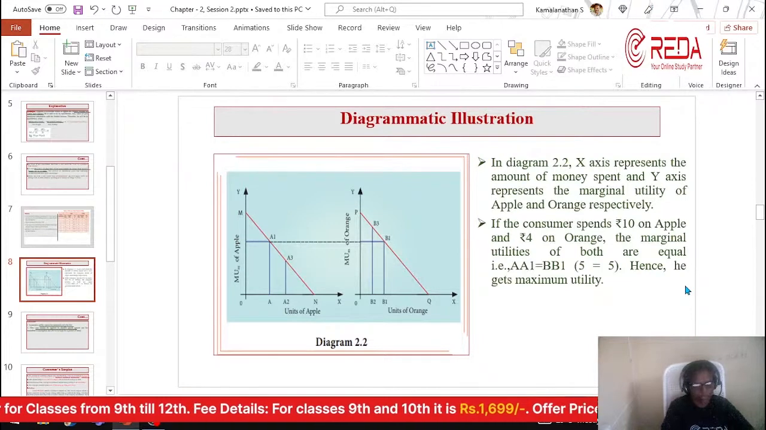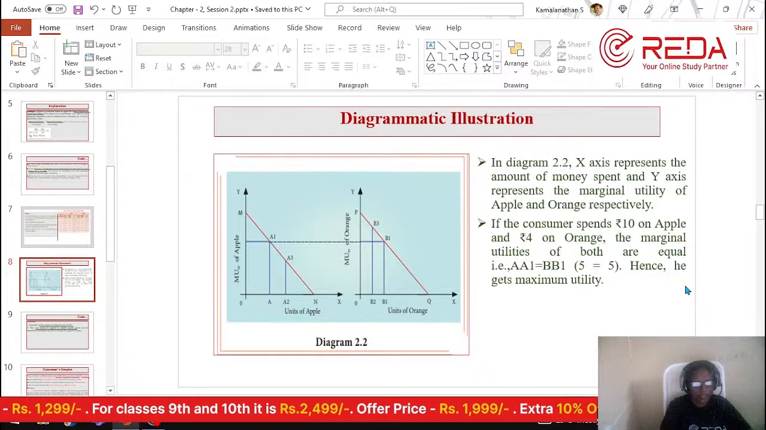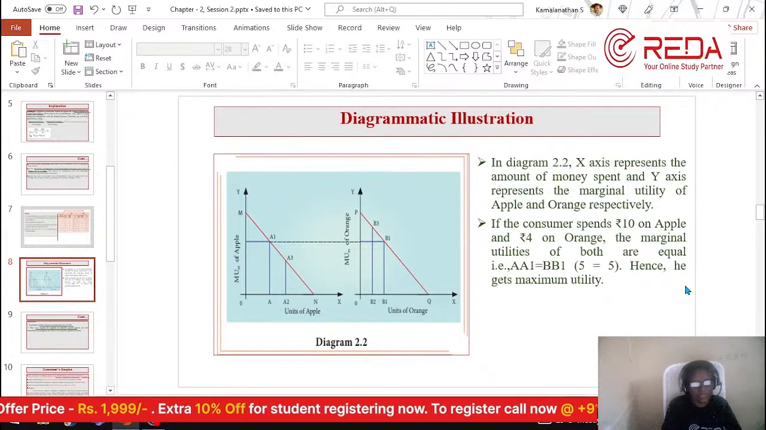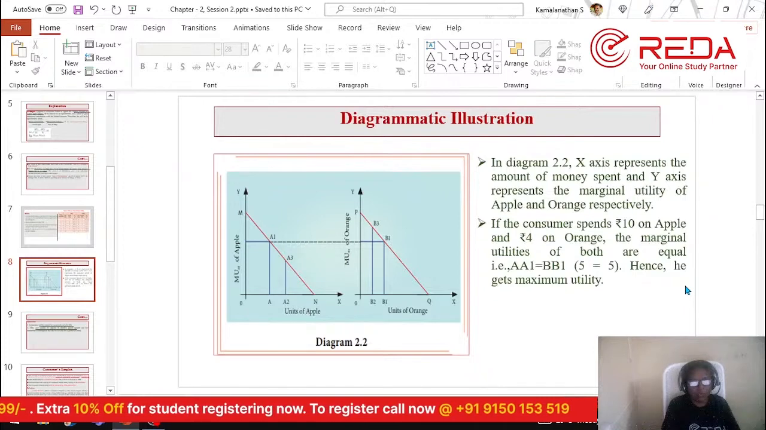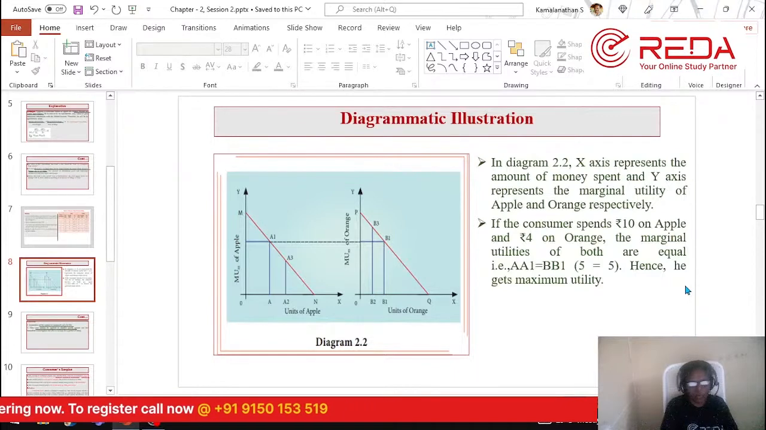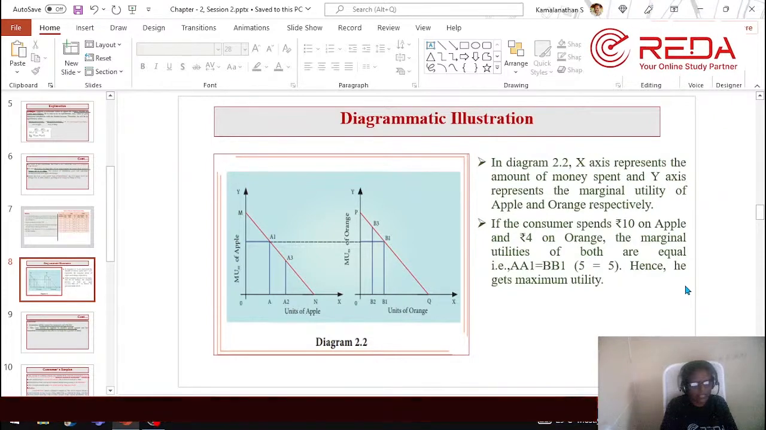The orange. Okay, so what we have seen in the schedule, we are taking it on the x-axis. On the y-axis we are taking the marginal utility of apple and the marginal utility of oranges. Okay, so whatever points and data we have seen in the schedule, we are going to plot it in the graph, and with the help of the lines or the graph, we are going to see how far the equal level of satisfaction a single consumer is getting when he is consuming two commodities.